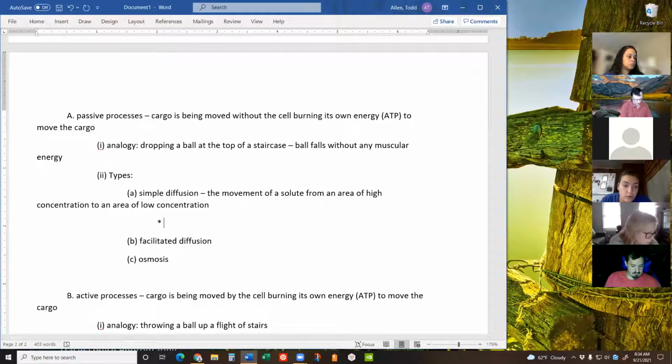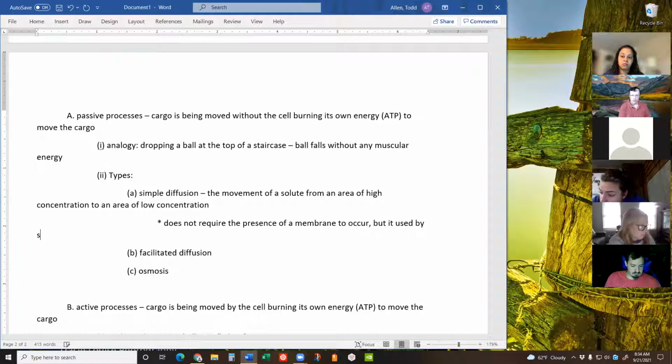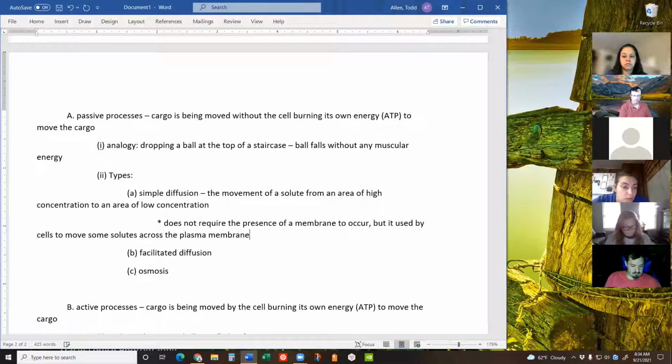Simple diffusion does not require the presence of a membrane to occur, but is used by cells to move some solutes across the plasma membrane, like O2, diatomic oxygen, and CO2, carbon dioxide.